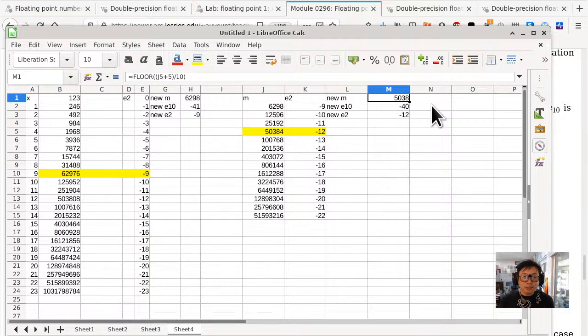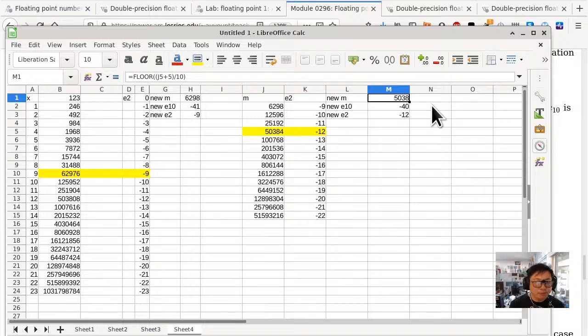So the idea is we are trading E10 using E2. We are trying to get rid of E10 by saying, to compensate for getting rid of E10, we adjust E2 as well as M itself. But we want to be representing the same value the entire time.